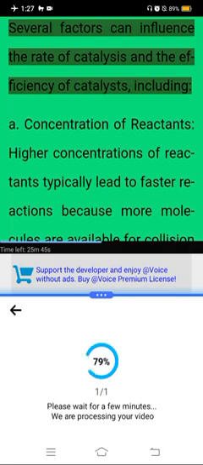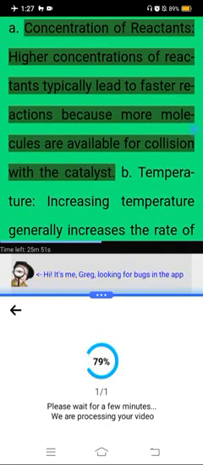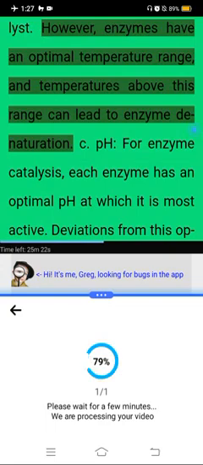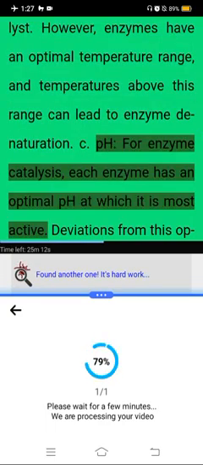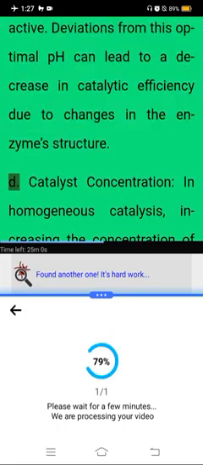5. Factors affecting catalysis. Several factors can influence the rate of catalysis and the efficiency of catalysts, including A. Concentration of reactants. Higher concentrations of reactants typically lead to faster reactions because more molecules are available for collision with the catalyst. B. Temperature. Increasing temperature generally increases the rate of reaction, as particles move faster, leading to more frequent collisions with the catalyst. However, enzymes have an optimal temperature range, and temperatures above this range can lead to enzyme denaturation. C. pH. For enzyme catalysis, each enzyme has an optimal pH at which it is most active. Deviations from this optimal pH can lead to a decrease in catalytic efficiency due to changes in the enzyme structure.